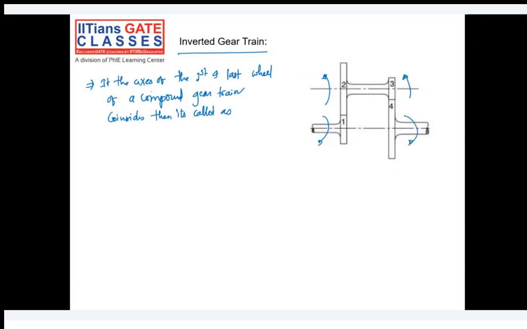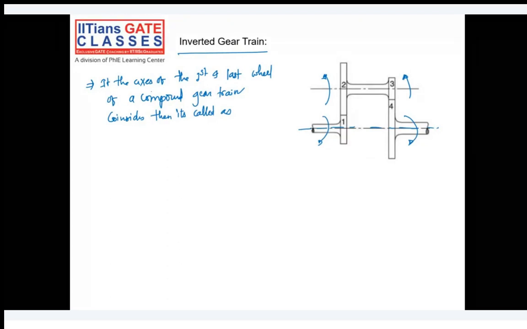Okay, and gear 1 and gear 4 are along the same line, so their axes are coinciding. This is the axis of the first gear, this is the axis of the fourth gear, and they coincide with each other. So the definition is correct: if the axis of the first and the last wheel of a compound gear train coincides, then that train is called a reverted gear train. Whatever we have studied for the compound gear train is still applicable for this, so you don't have to derive again. So directly I can say that N4 by N1 is the train value.